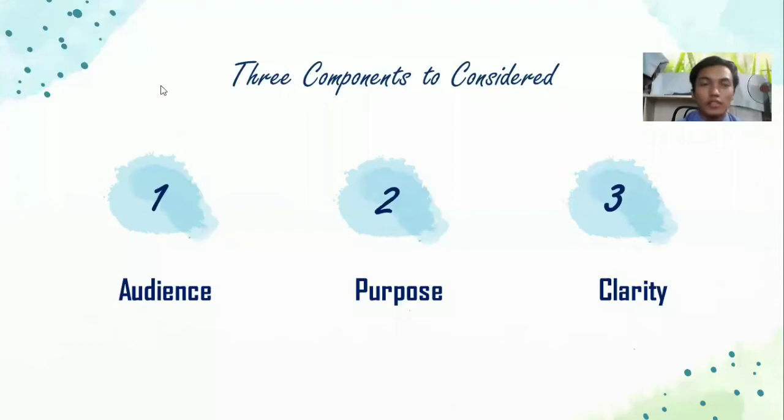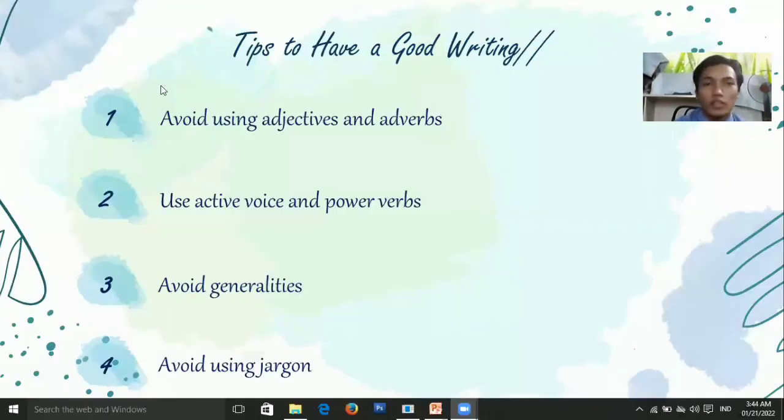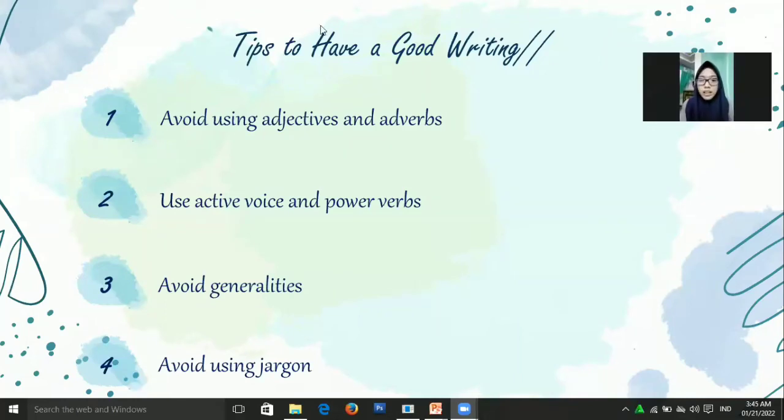Okay, next are the tips to have good writing, which will be explained by Sacha Ariska. Okay, thank you, Sigit. Tips to have good writing. The first is avoid using adjectives and adverbs. Second is use active voice and power verbs. The third is avoid generalities. And fourth, avoid using jargon.